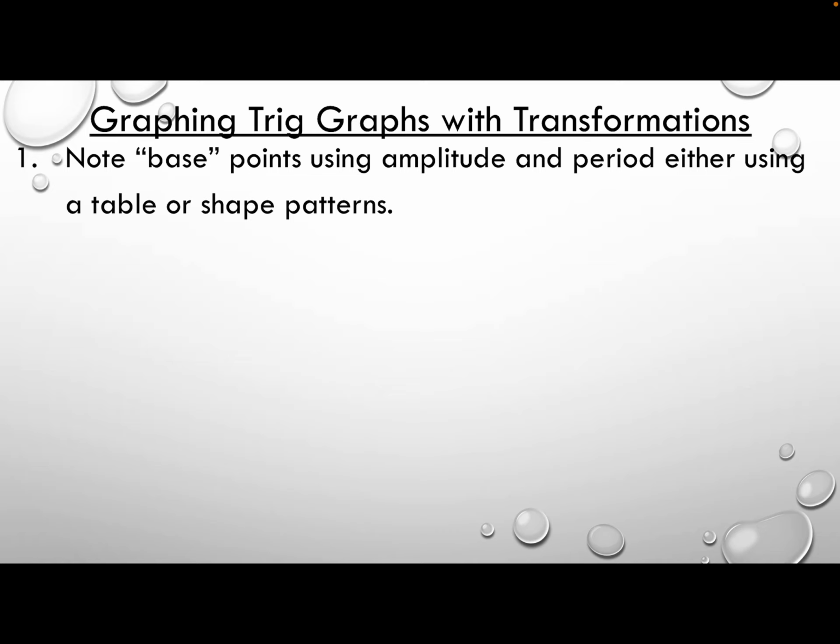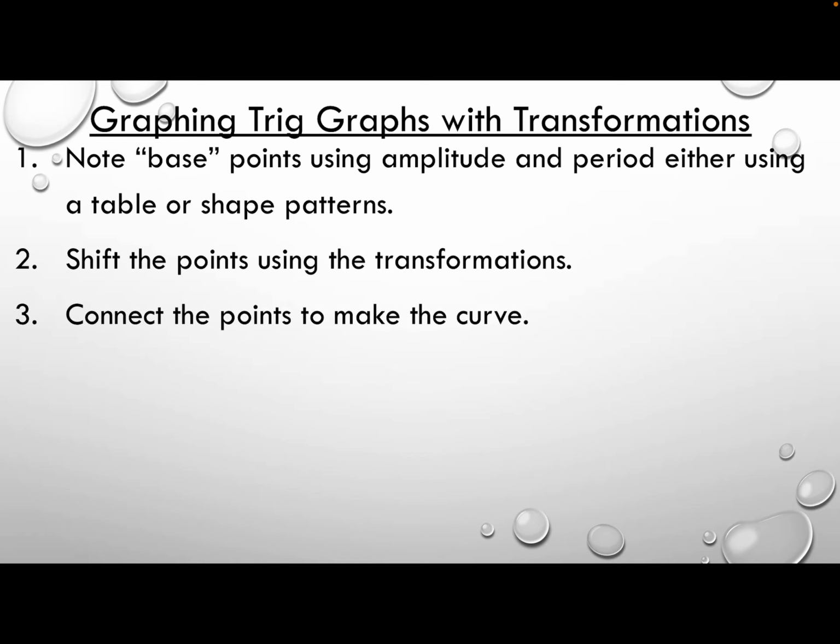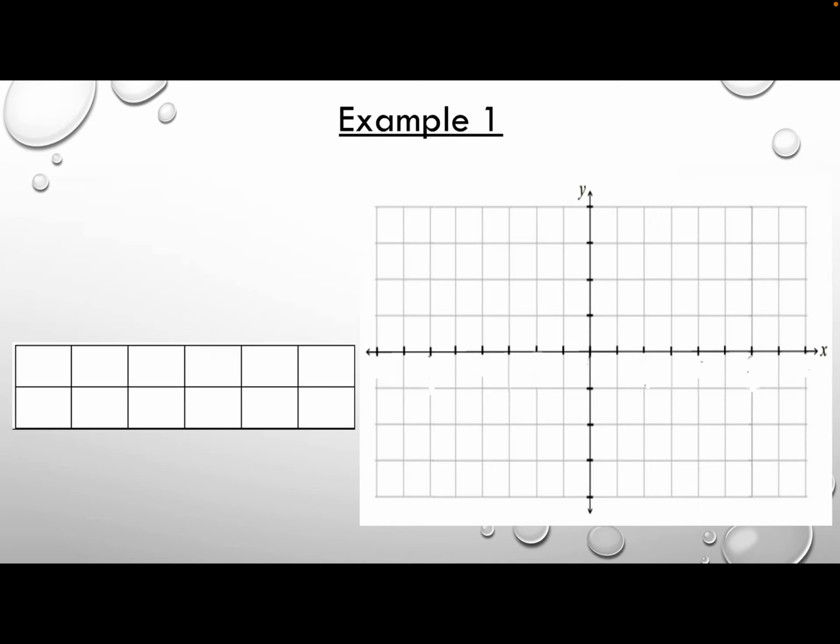And the strategy is we find what you would call base points, and you'll see in a second what I mean there. We find base points using just the amplitude and period. So we completely ignore the other transformations. We focus on just the amplitude and period of the graph. We find those points first, and then we shift those points using transformations. So we literally take those points that we just found, and we move them up, down, left, and right appropriately based upon whatever the transformations are. And then obviously you connect the points to make the curve. Okay, so we've used this strategy before. This is not the first time we've used said strategy. So let's look at this first example.